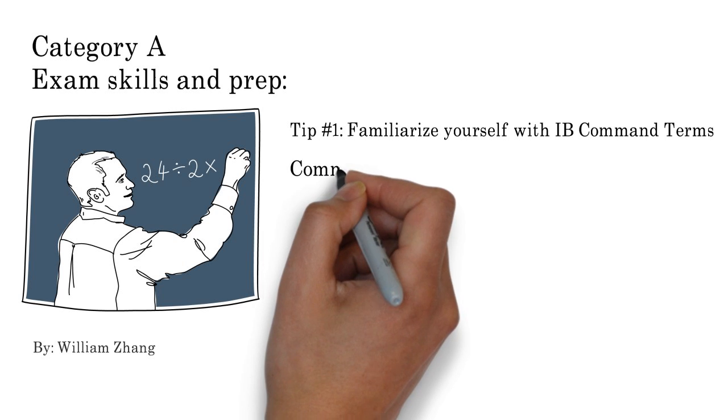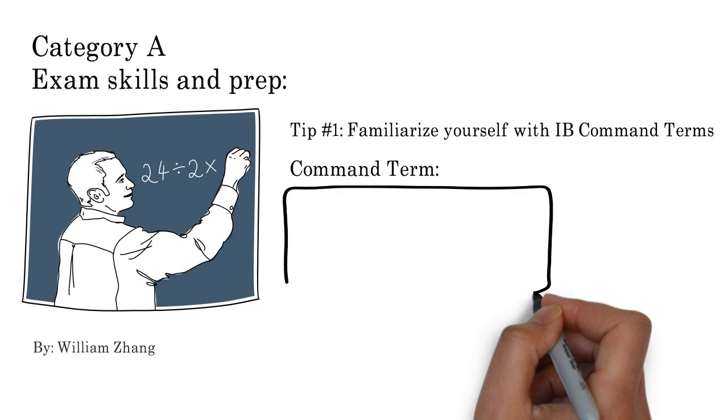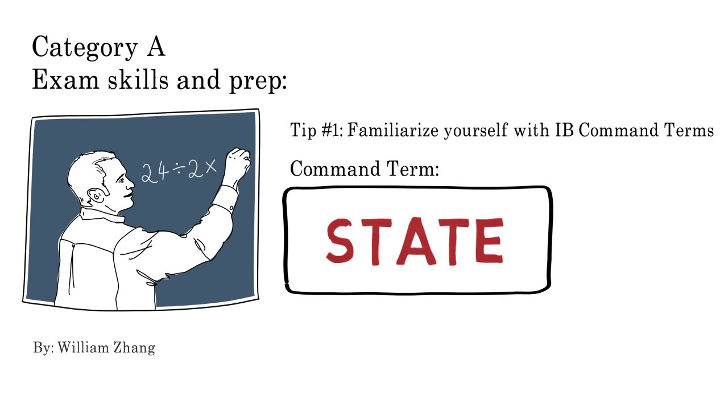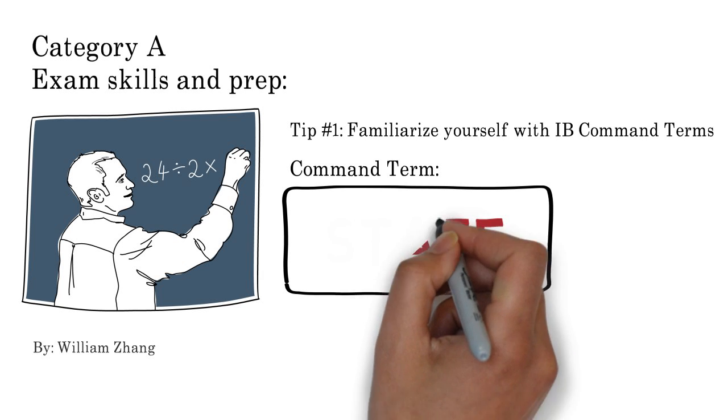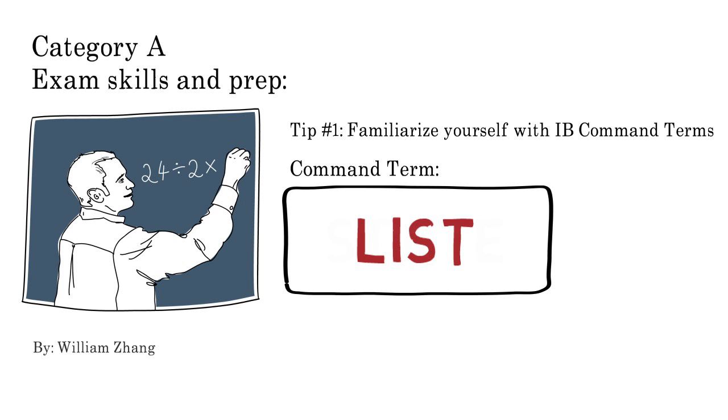Now IB has over 30 command terms, but for the purpose of this video, we'll be going over 6 that you guys will encounter a lot. State. Give a specific name, value, or other brief answer without explanation or calculation. List. Give a sequence of brief answers without explanation.